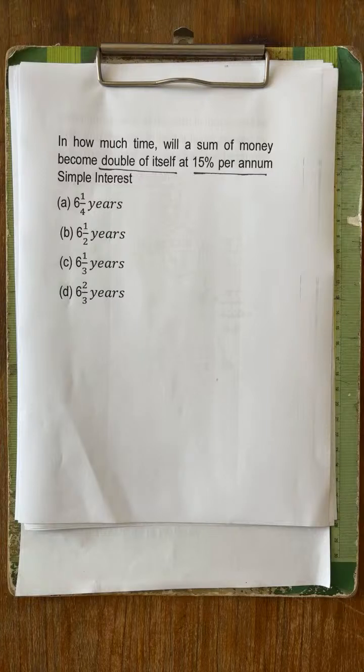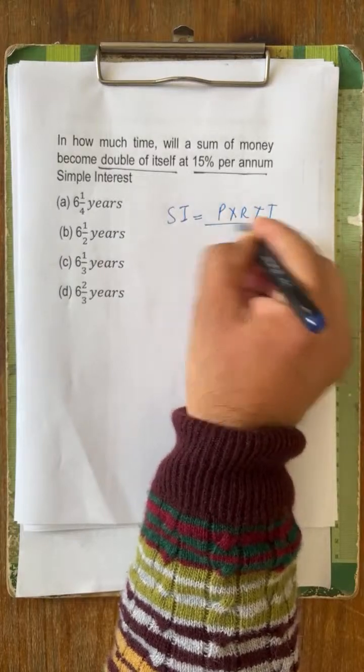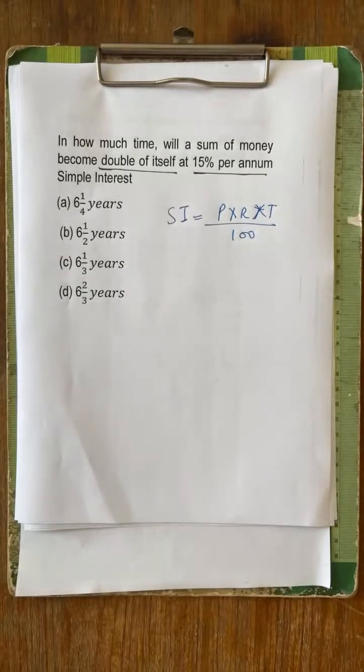Has anybody solved this question? I can give you a hint. The simple interest formula is principal P into R, rate of interest, into time upon 100. Simple interest. Pranav, then what is your answer?